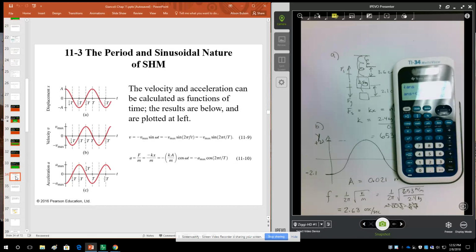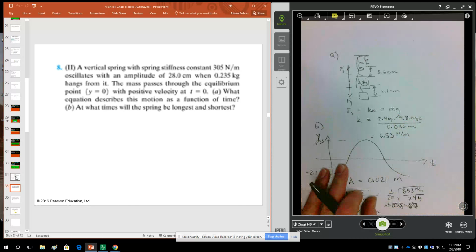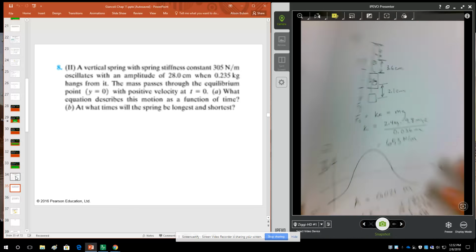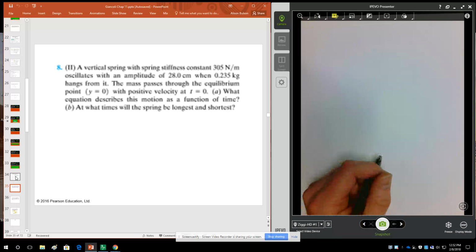I'm going to get back to here. Oh gosh, I don't really know why that's so fuzzy, but we'll live with it. So we have a vertical spring with spring stiffness constant 305 newtons per meter, oscillating with an amplitude of 28 centimeters when 0.235 kilograms hangs from it.